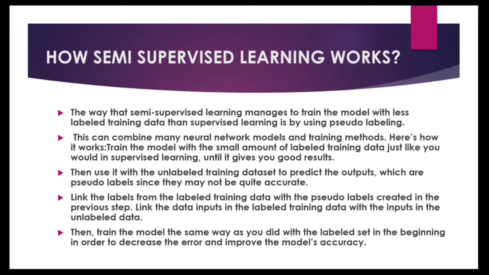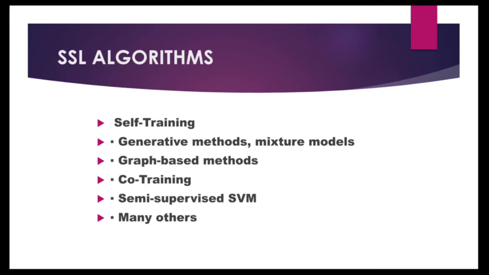Since they may not be quite accurate, link the labels from the labeled training data with the pseudo labels created in the previous step. Link the data inputs in the labeled training data with the inputs in the unlabeled data. Then train the model the same way as you did with the labeled data in the beginning in order to decrease the error and improve the model's accuracy. Now we are discussing semi-supervised learning algorithms: self-training, generative methods, mixture models, graph-based methods, co-training, semi-supervised SVM and many others.